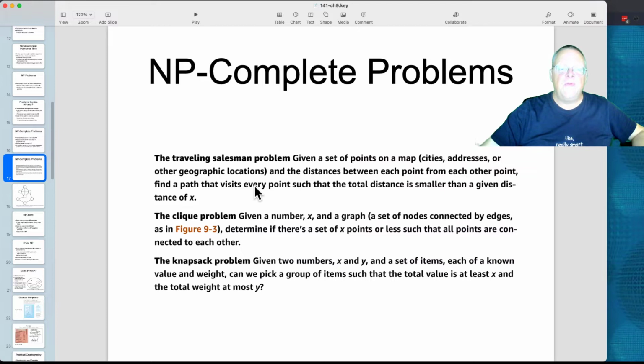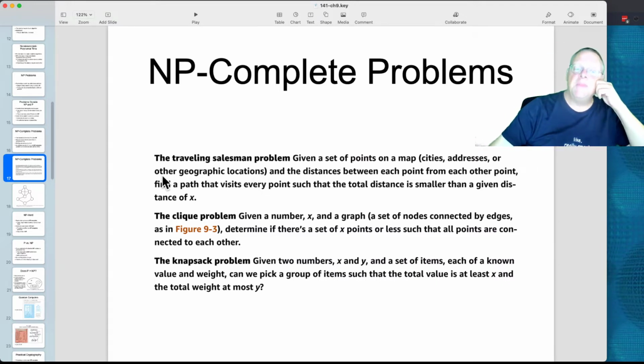And of course, for a small number of cities, like 10 or 20, you can enumerate all the possibilities, I think. Anyway, you can probably enumerate all the reasonable possibilities, but there are ways to do this.